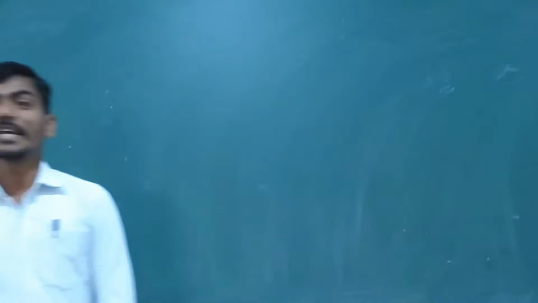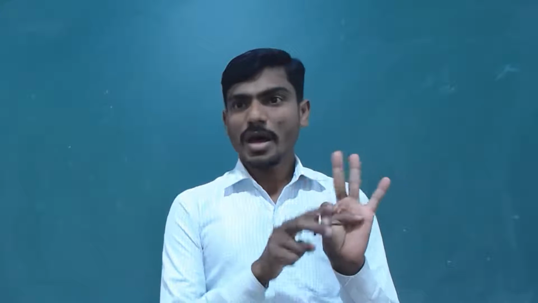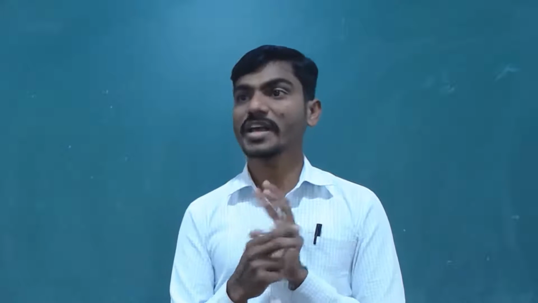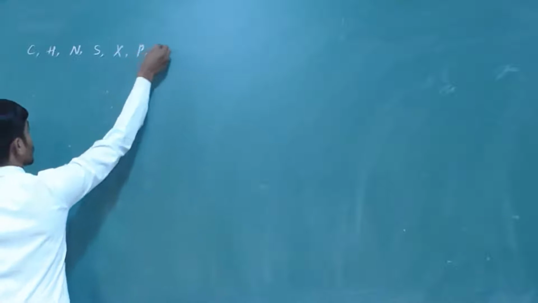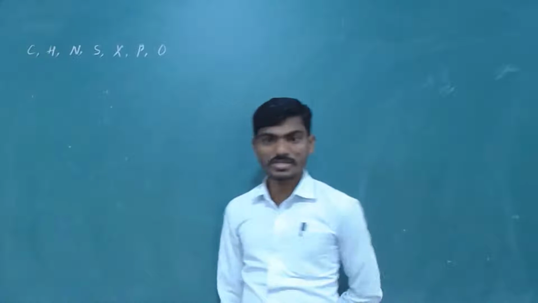The qualitative analysis of organic compound involves detection of various elements present in the organic compound: carbon, hydrogen, nitrogen, sulfur, and halogens. How are we going to detect? Even phosphorus also, phosphorus and oxygen. Detection of carbon, hydrogen, nitrogen, sulfur, halogens, phosphorus, and oxygen. We need to detect the presence of these elements in the organic compound.